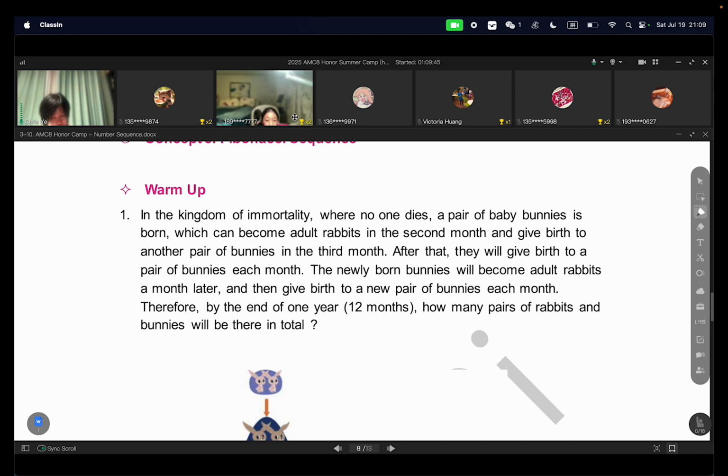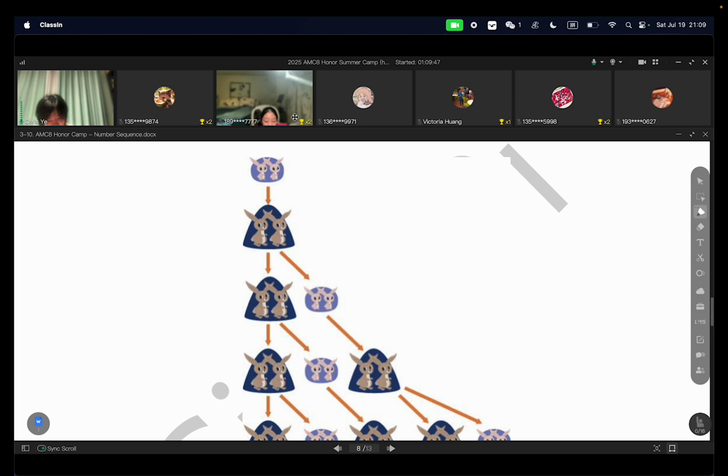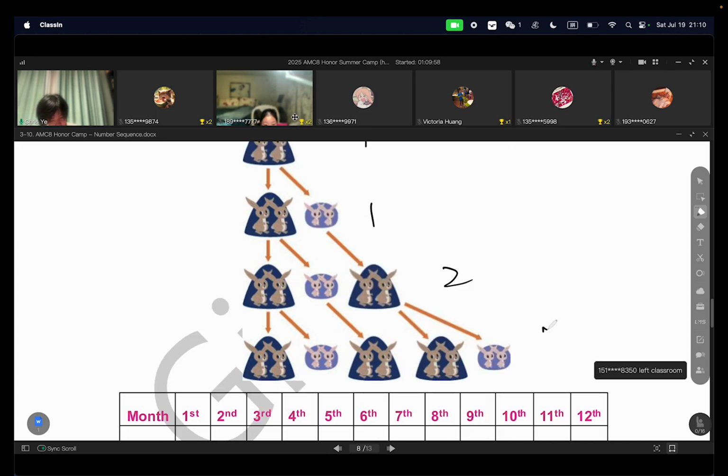So as we can see from the diagram below, they have one pair, and then one pair again, then there are two pairs, and then there are three. So as we can see, 1 plus 1 equals 2, 1 plus 2 equals 3. So that is how we get the next number, and this is the Fibonacci sequence.